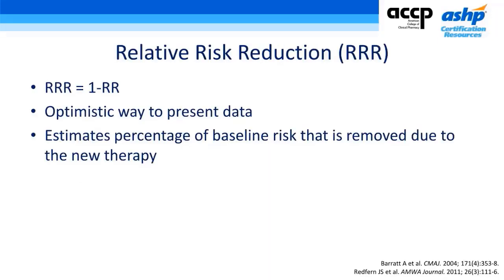In the practice question, we were asked to calculate the relative risk reduction. So the relative risk reduction is 1 minus the relative risk, as I stated back on that question slide. I want to point out that the relative risk reduction is an optimistic way to present data. And in a few slides, you will better understand why I say that. Now, the relative risk reduction estimates the percentage of baseline risk that is removed due to the new therapy.